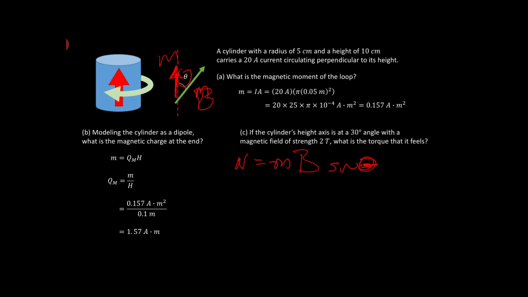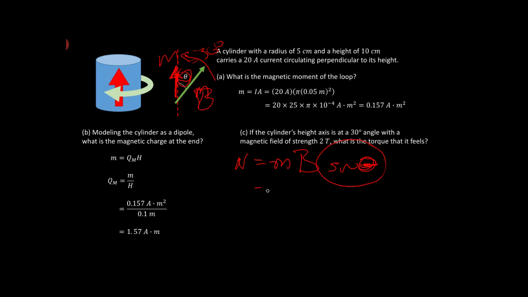So we get this sine theta here, which is 30 degrees, remember. Because there's no torque if they're aligned, right? Basically the torque is trying to pull B to M. If they're aligned, there's no torque. So that's where the sine theta comes from.